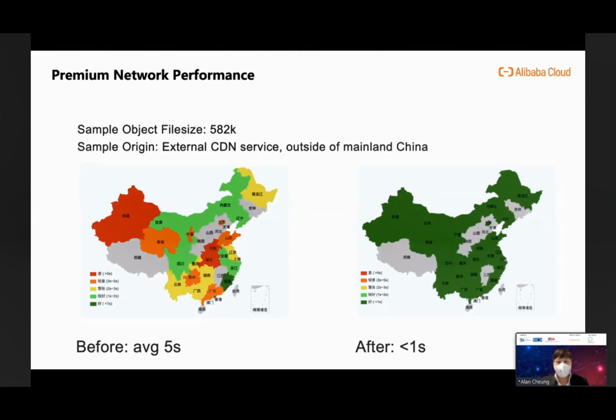So I want to show you the benefits. Leveraging our premium network, you can see in this slide on the left is a service that is actually being served outside of mainland China. It's a CDN service. When we access it from all over China, it takes about 5 seconds to access this file. With our premium network, it will be less than 1 second. So this is one example of what you can do if you leverage the Alibaba Cloud Network.